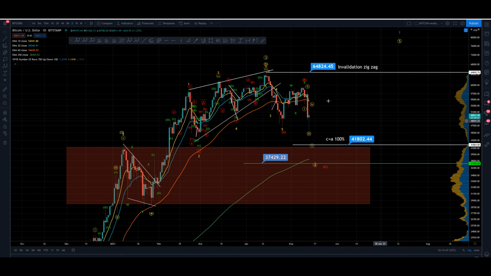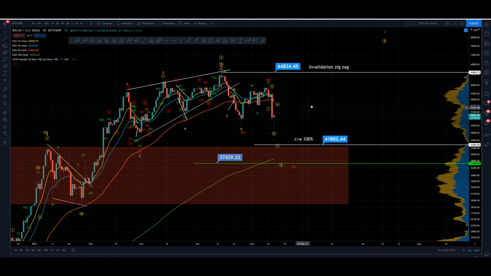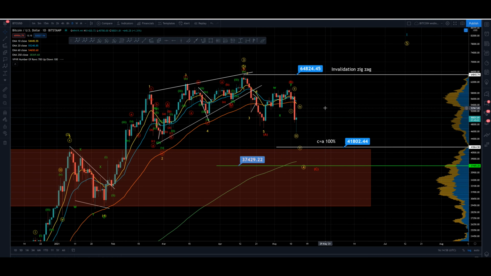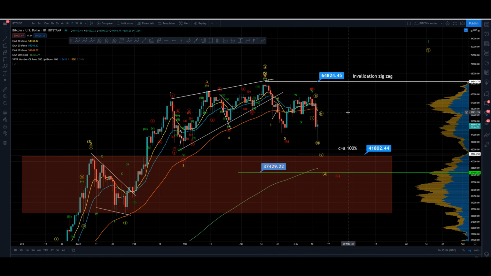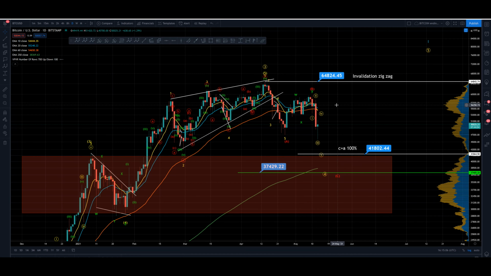So that's it, guys. At the moment, I think we've still got a bit more to come. I think we should accept this is our primary count now, ending diagonal into a zigzag. And we have to bear in mind that the technicals from a basic analysis point of view are looking weak. For the moment, they're looking weak. But anything can happen in crypto. We know how quickly things can turn around. Anyway, guys, we'll leave it there for the moment.